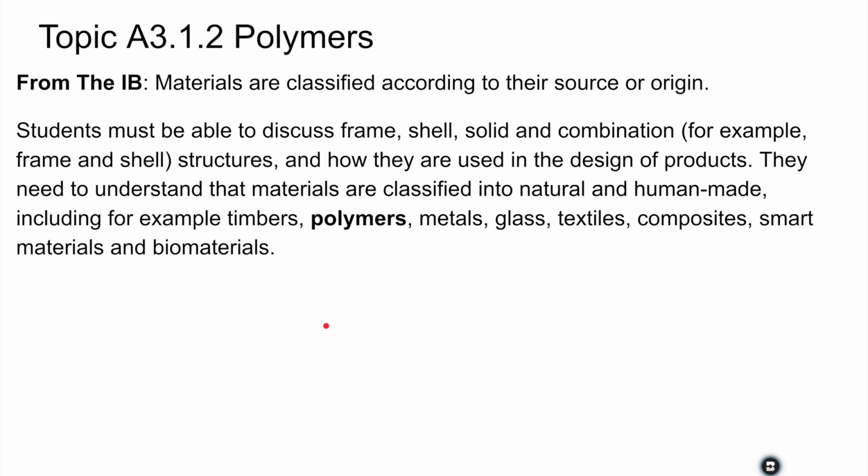This is a recorded lecture for Topic A3.1.2, Polymers. And from the IB, we need to be able to discuss frame, shell, solid, and combinations of frame and shell, and of course solid structures, and how they're used in the design of products. And we need to understand that materials are classified as natural and human-made, including, in this case, polymers.